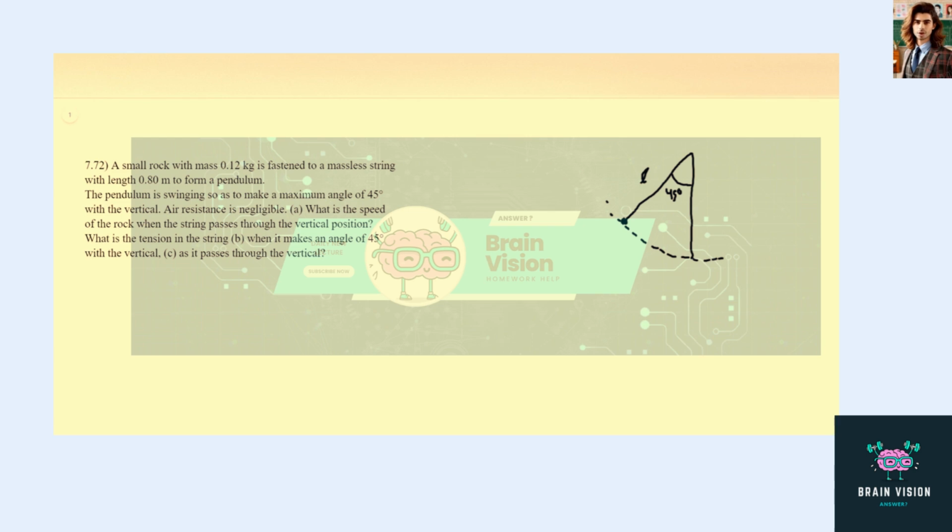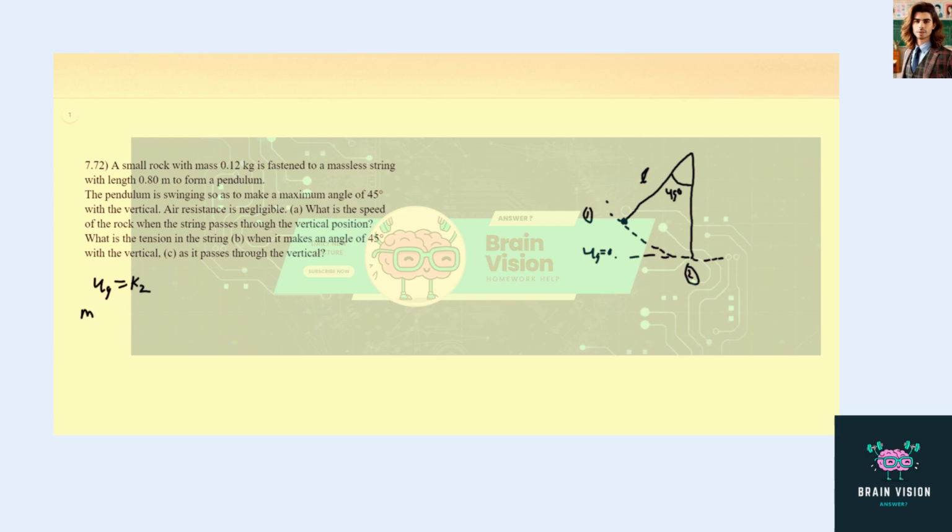First, we're asked what is the speed of the rock when the string passes through the vertical position. Here I'm going to define our gravitational potential energy to be 0 at the base. So we have just gravitational potential energy at the top, and it's going to turn into all kinetic energy at the base. So we have gravitational potential U1 equal to K2. Then we find out what those are.